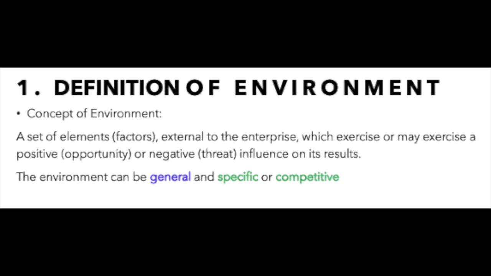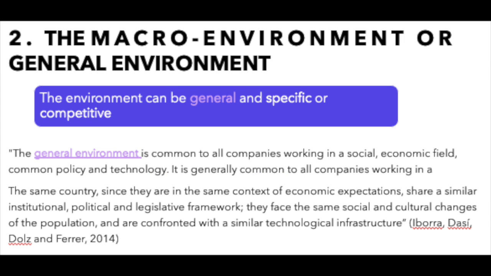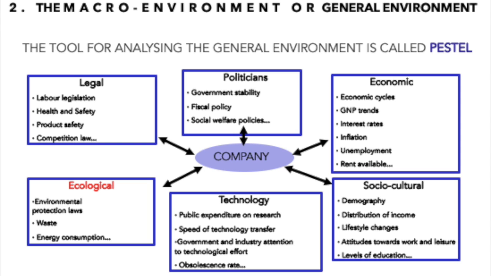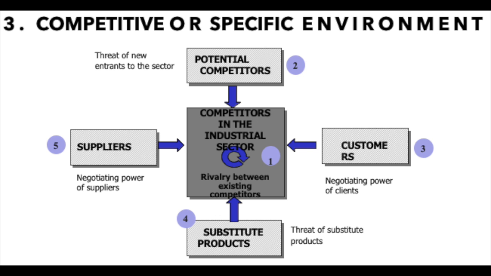In lesson 2, we learned about the environment, which is a set of factors that influence the results of the company. It can either be general or specific. To analyze the general environment, we use Pestle, and then to analyze the specific environment, we use Porter's 5 forces.